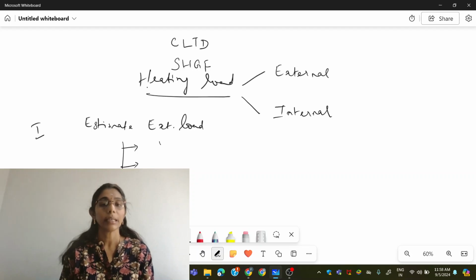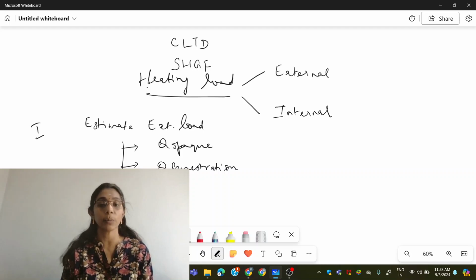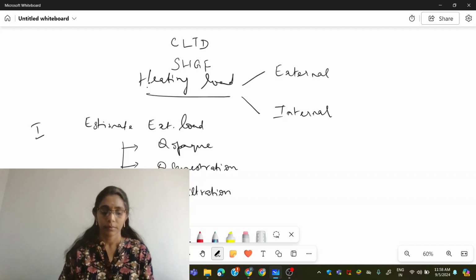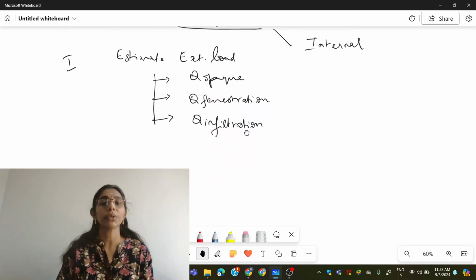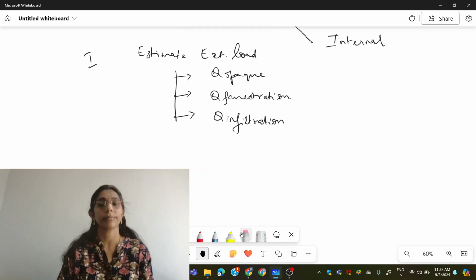The first one is heat that is passing through opaque surfaces. Okay. The next you have heat that is passing through fenestration. So when I say fenestration, the glass and windows should come to your mind. When I say opaque, the walls should come to your mind, walls, roofs, etc. And then you have heat infiltration. So this is the amount of heat that is entering the building. Okay. So these are the three ways by which you can calculate the external load. Fine.